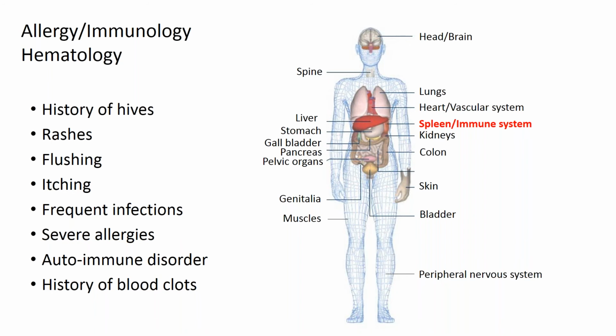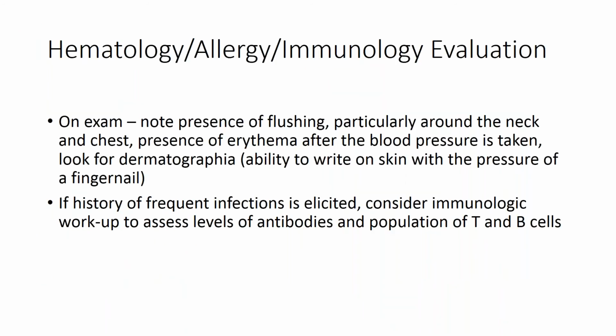In the allergy, immunology, hematology arena, patients may present with a history of hives, a history of rashes and flushing. They may tell you they just itch all the time. There may be a history of frequent infections, severe allergies, autoimmune disorders, and a history of blood clots. Or on the other side, people may tell you, I bleed really easily and I don't clot well, and my blood just keeps coming without clotting. So that can also be a symptom.